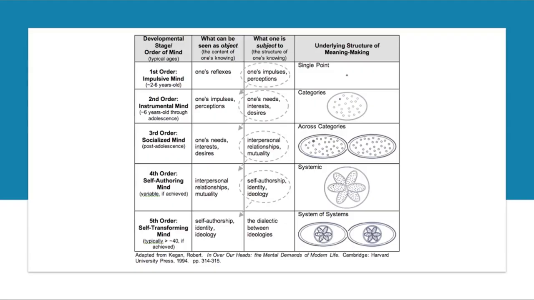And here we have a visual representation of the orders of the mind. What I really like about this is it shows the transformation between subject and object as you move through each stage. I also like how it shows that the underlying structure of meaning making starts off as very singular, very specific, very limited, and then just grows to become more complex over time as you move through the orders.